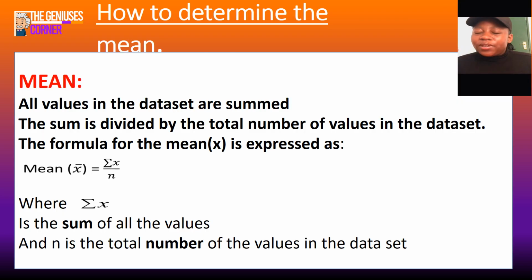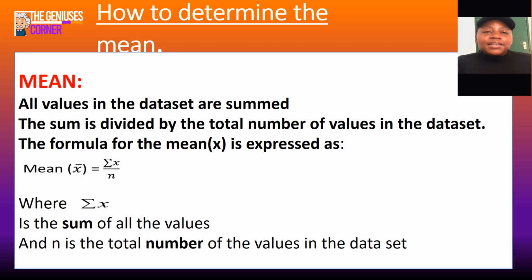How exactly do we calculate this? Let's start with the mean. So the mean, we're going to start by adding all the values in our data, all the numbers in our data set. You add literally everything, then that number you get after adding, you divide it by the total number of values in the data set, right? So our formula is like this. This is the formula you're going to use for the mean.